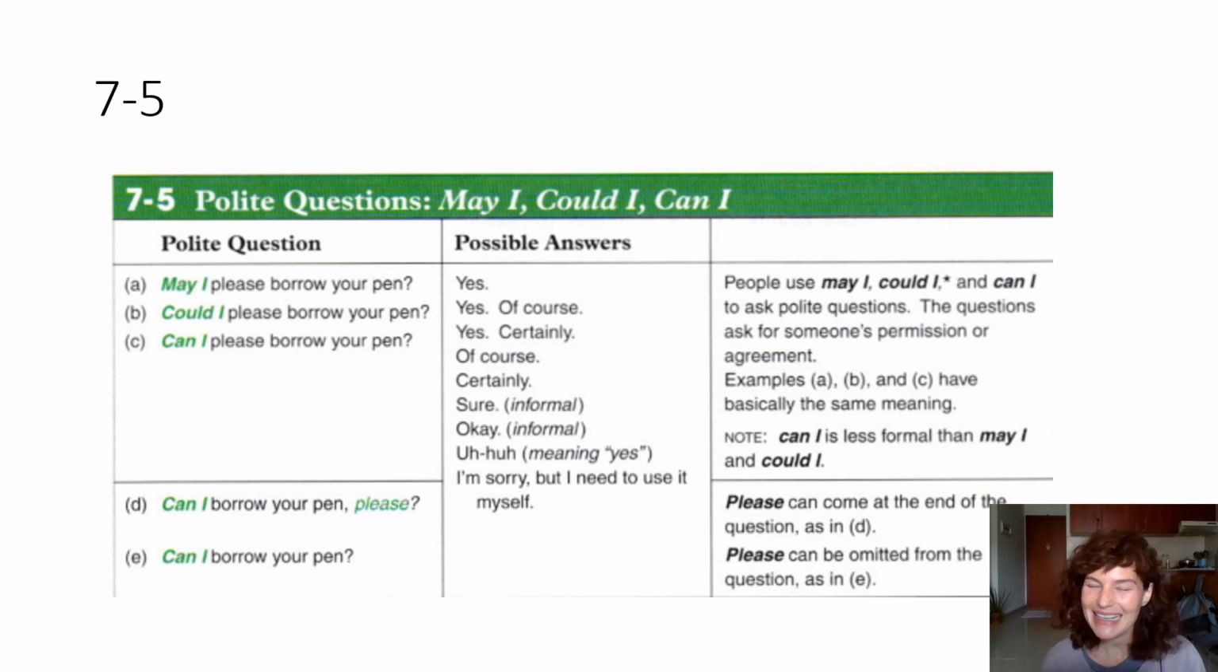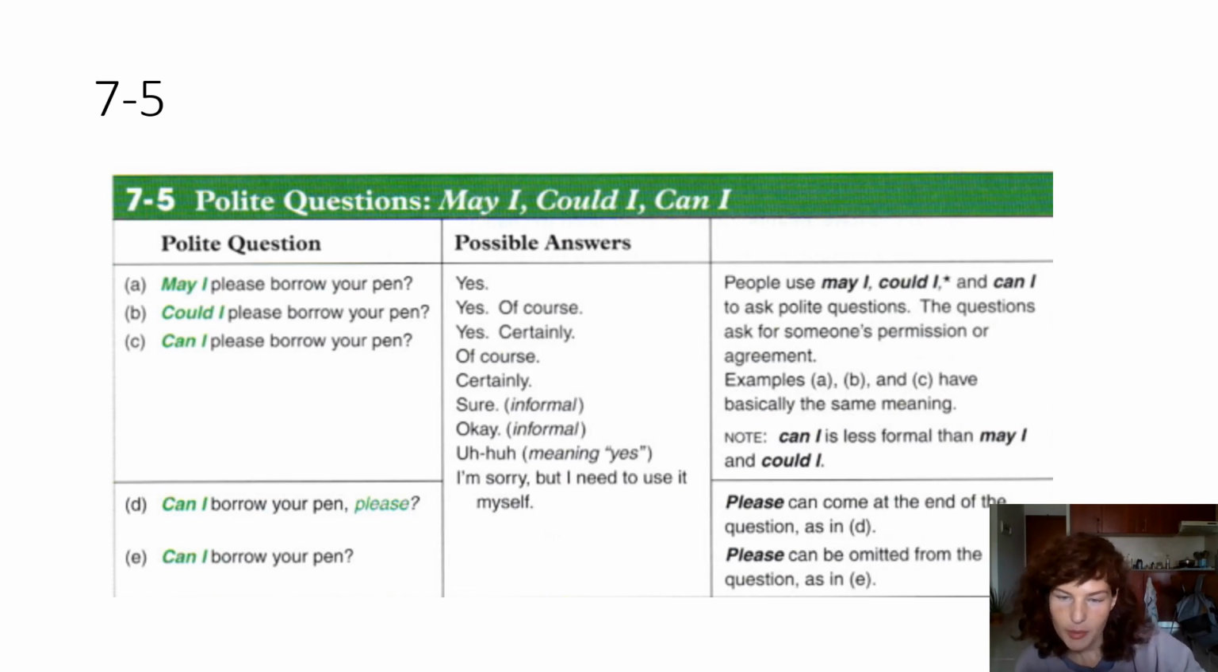Now, can is a little bit less formal, but honestly, even if I was speaking to King Salman, I would say, can I borrow your pen? It's not disrespectful instead of saying, could I borrow your pen? Okay, just so you know. May I borrow your pen? That's almost too formal. I feel like most native speakers don't use that almost anymore. It's more like my parents or my grandparents would say that.